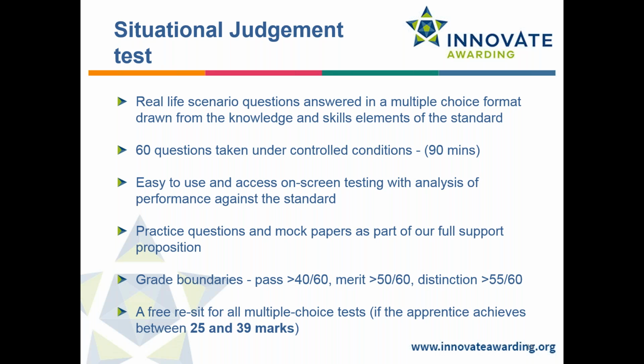A free resit for all of these tests is available, but only if the apprentice achieves between 25 and 39 marks. Now, if an apprentice achieves below 25, there will be a professional review of performance and the apprentice will need to act on those findings before they can then go back and take the on-screen assessment again.